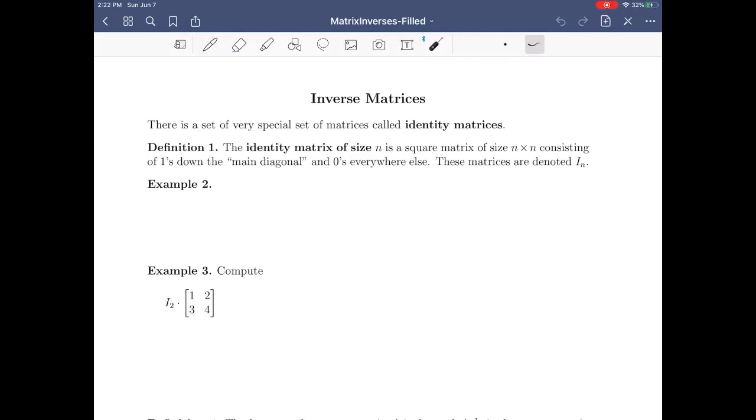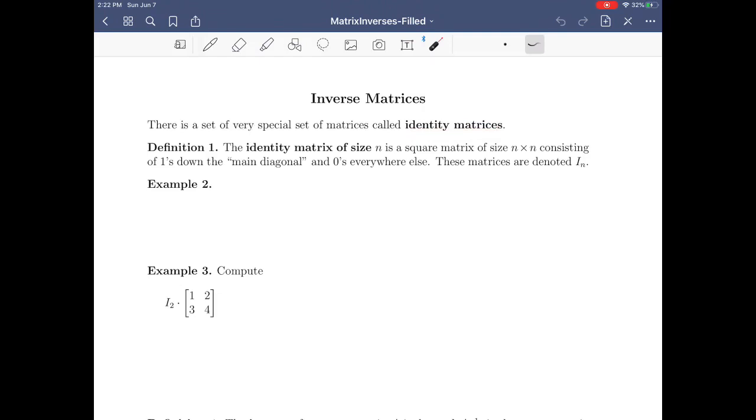In this video, we're going to talk about inverse matrices. Just like a number, say 2, has an inverse, 1/2, some matrices also have an inverse matrix. We want to figure out how to determine which ones do and how to find them. But before we do that, there's a very special set of matrices called identity matrices that we need to talk about.